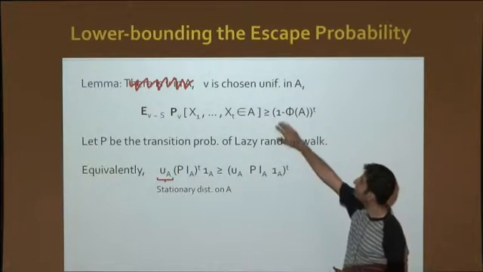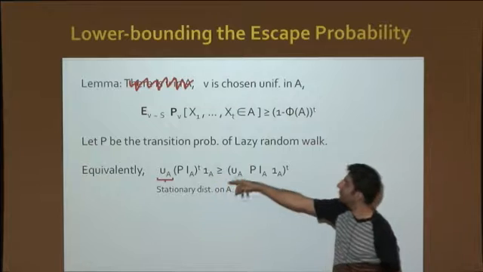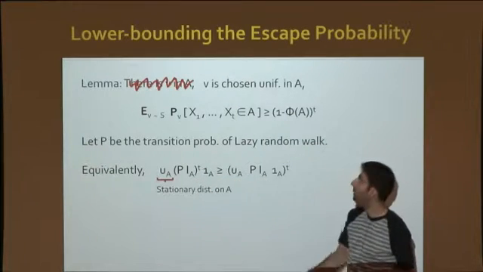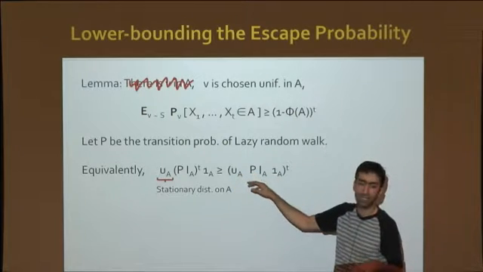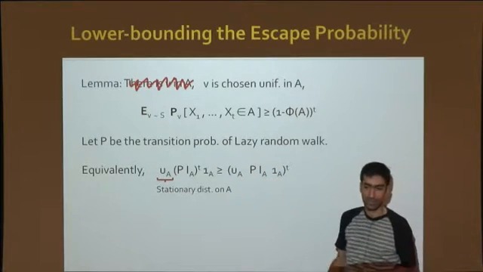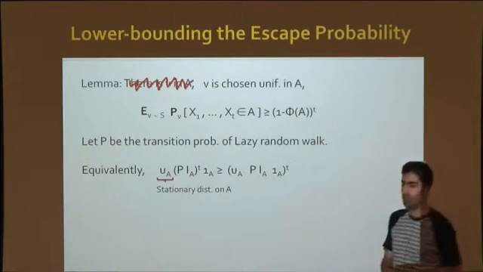And the right-hand side is just this thing to the power t. And we know this because 1 minus phi is the probability that the one-step random walk remains inside the set A. So I just need to prove this equation.